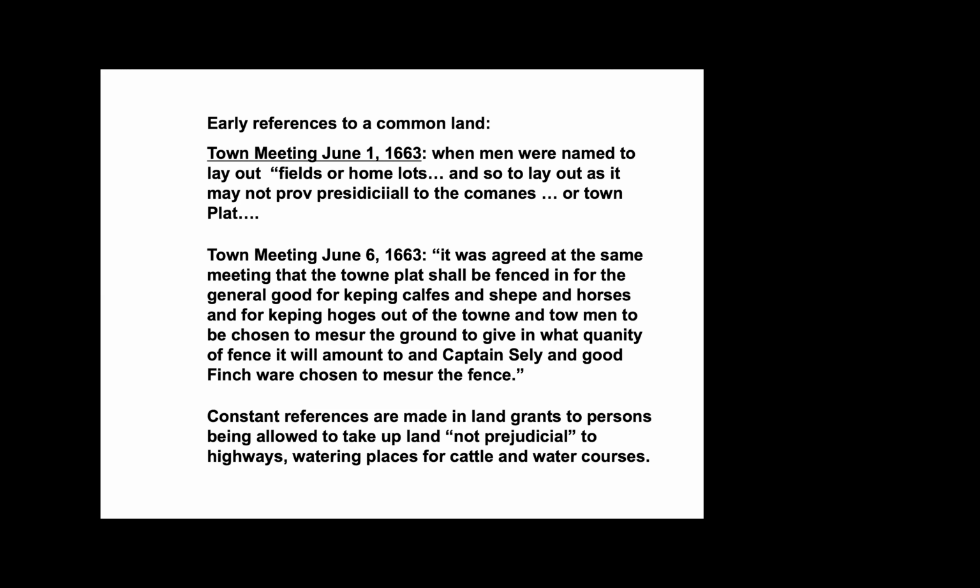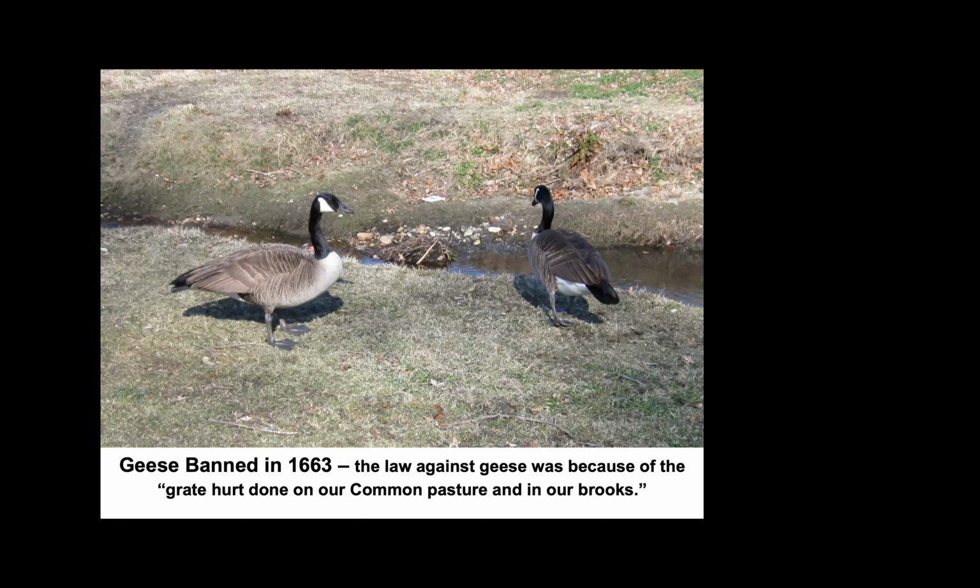So there was a difference between common fields and the town plat. The town plat, of course, is what we consider part of the Huntington Green. It was agreed that it should be fenced, and they named some men to fence it to keep the calves and the sheep and the horses and the hogs out of it. And it was, but again, there was a constant reference to not being prejudicial to the highways, the watering places for cattle, and the watercourses. And at that town meeting, they also banned geese. The law against geese was because it would be great hurt done to our common pasture and in our brooks. I'm not so sure they were very successful with that, but they did ban geese as early as 1663.